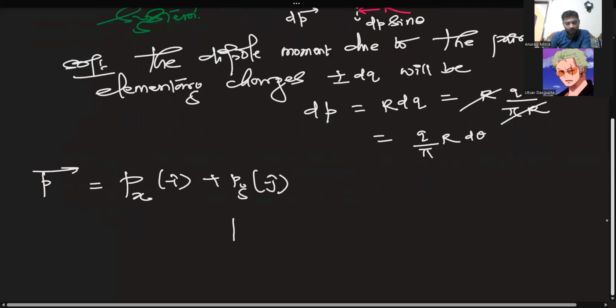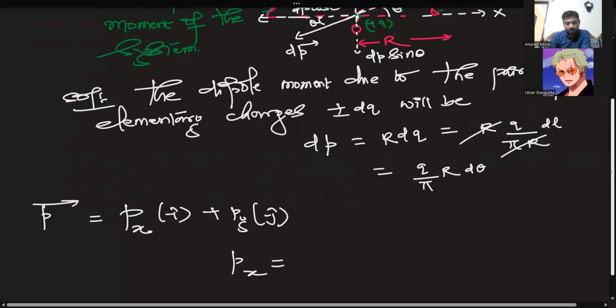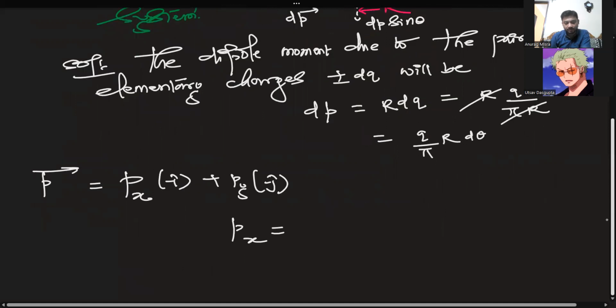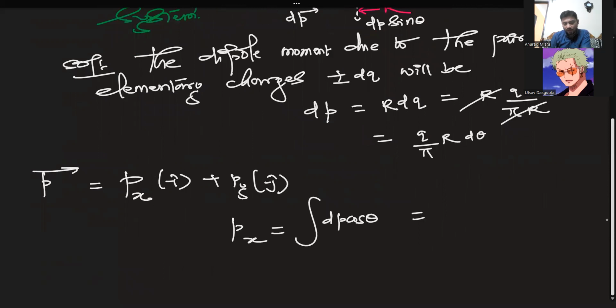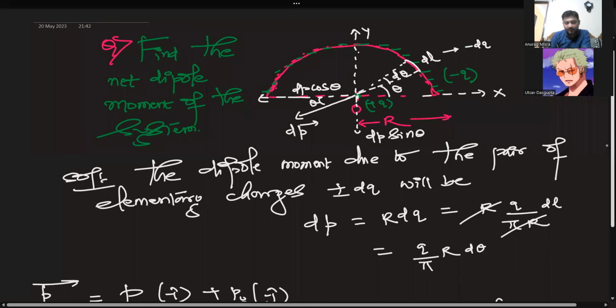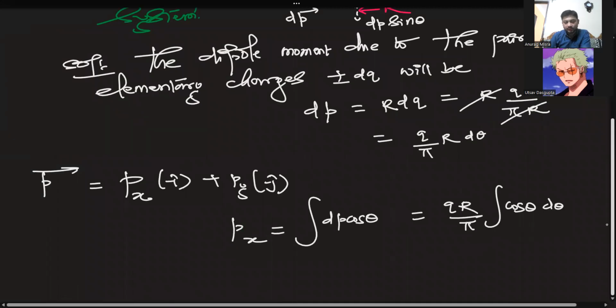So what will be the total x component? X component of dp was dp cos theta. So the total x component will be the integration of dp cos theta. That means dp was this qr by pi. q, r and pi are constants. The integration of cos theta d theta, from where to where? The angle theta can be minimum 0 and maximum it can be pi, 180 degree. Then it will cover the whole semicircle. So this will be from 0 to pi.